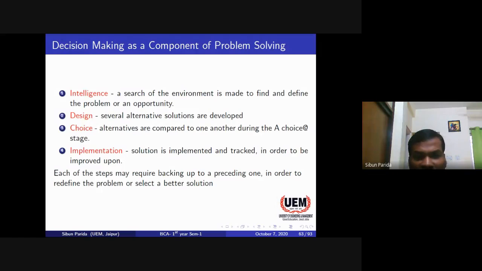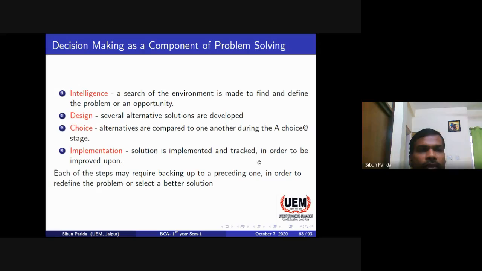So intelligence, design, choice, implementation, and monitoring, all these things are components of decision support system or decision making capabilities. Each of these steps may require backing up to a preceding step, because first intelligence has to be used, then design has to be done. It is not like you first design and then use your intelligence. It never happens, like you construct a building and then think about the planning of the building. So your planning is backing up the construction of the building. Like this, each of the steps may require backing up to a preceding one in order to redefine the problem or select a better solution.